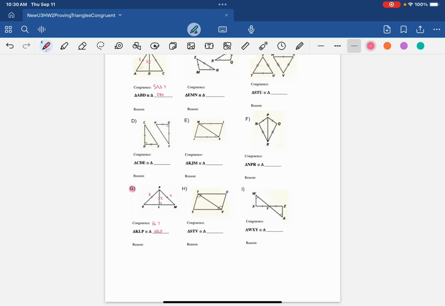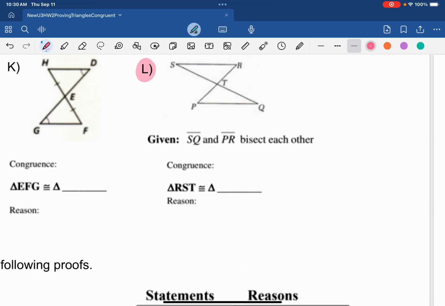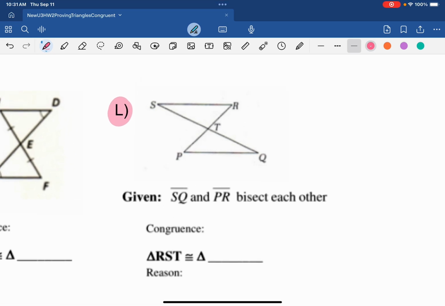Look for those legal things that I can mark in an image. So if I look at something like L on the next page, I'm given that SQ and PR bisect each other. So that tells me that PT and TR are congruent to each other, and ST and TQ are congruent to each other. Now, I can only mark that because it's given to us.